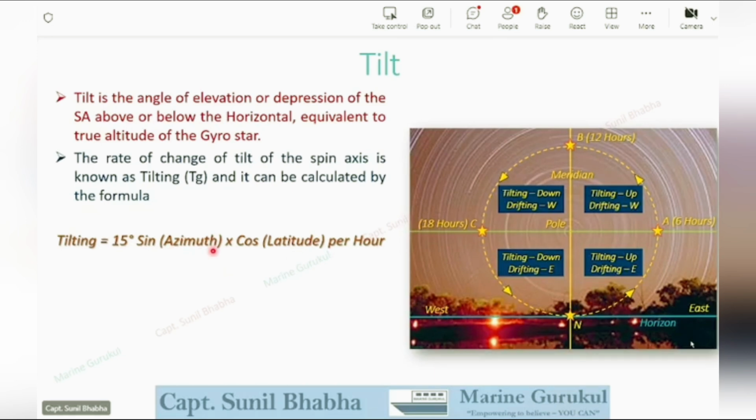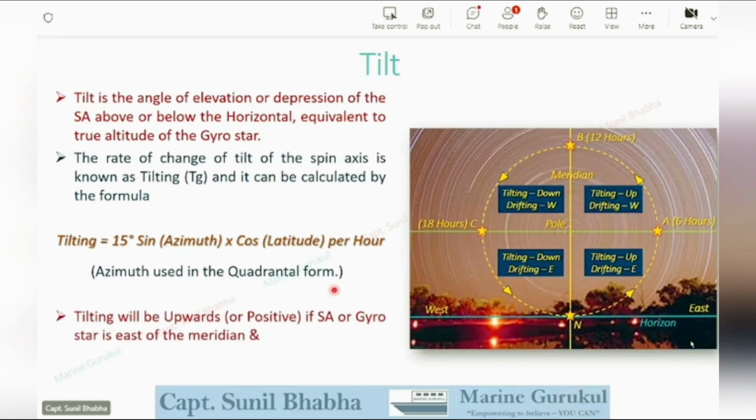So azimuth is basically the azimuth of the gyro star at any particular instant, or you can say the drift of the spin axis, and the latitude is the latitude of the observer or wherever the gyro is placed. And this value which we will obtain is basically the rate of change of tilt, or tilting, per hour. So in 1 hour, the tilt is going to change by this much of a value. The azimuth used in the formula is in the quadrantal notation, not in the 3-figure notation. And the formula gives us the magnitude of tilting.